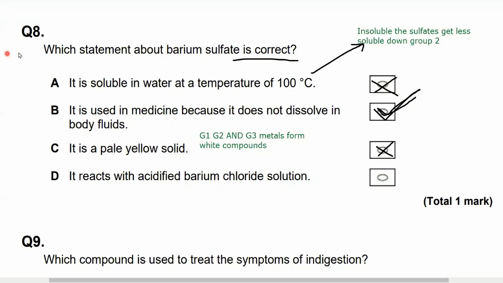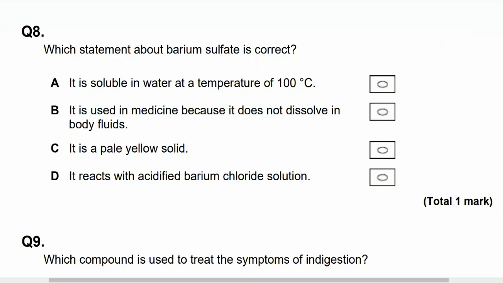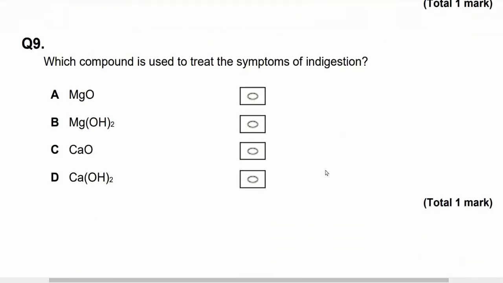Okay, let's move on here, guys, to question 9. Which compound is used to treat the symptoms of indigestion? Well, indigestion is caused by excess stomach acid, and you've got magnesium oxide, magnesium hydroxide, calcium oxide, and calcium hydroxide. All of these can neutralize acids. However, for AQA, the one we need to know that's used as an antacid is actually magnesium hydroxide. So the answer is B.